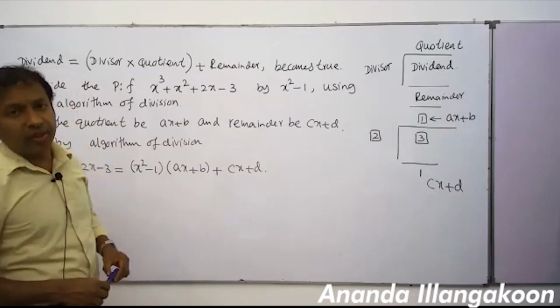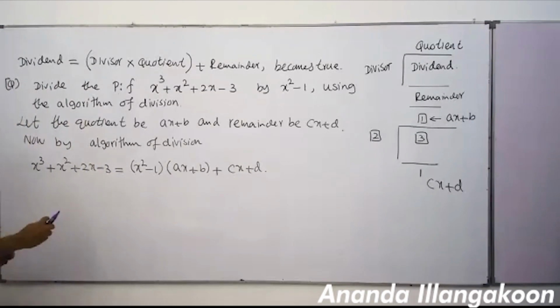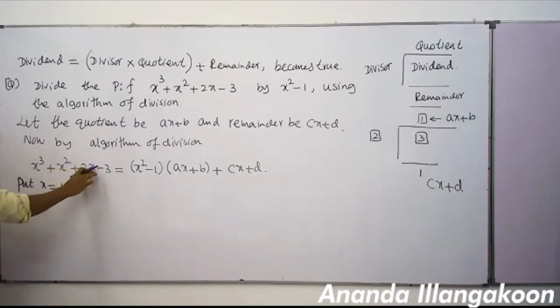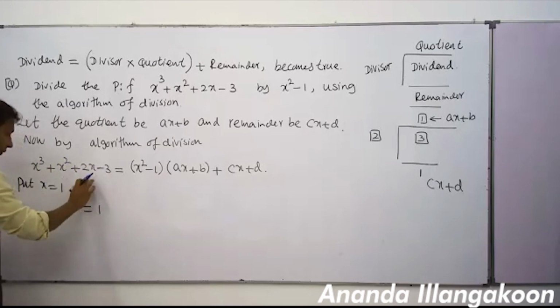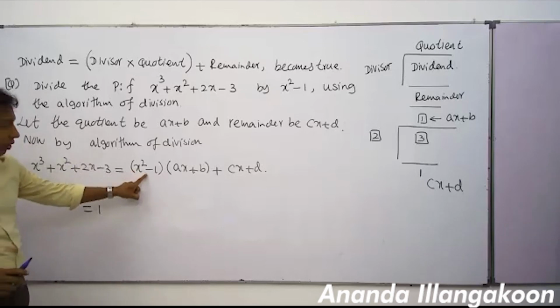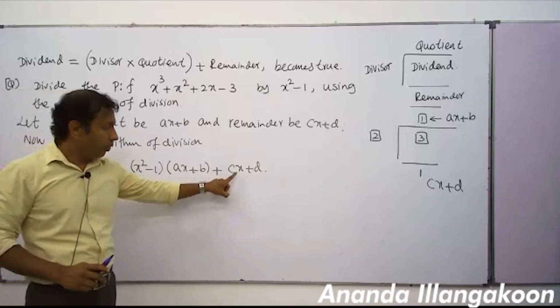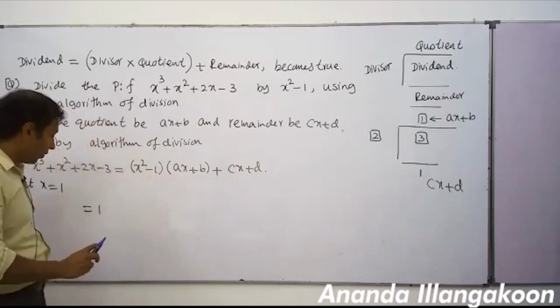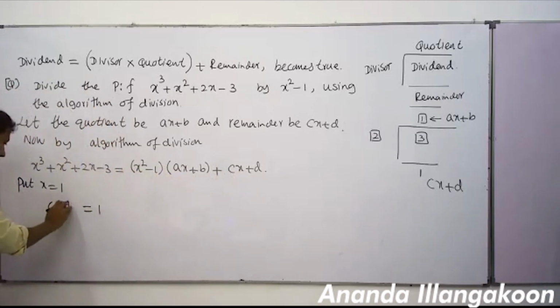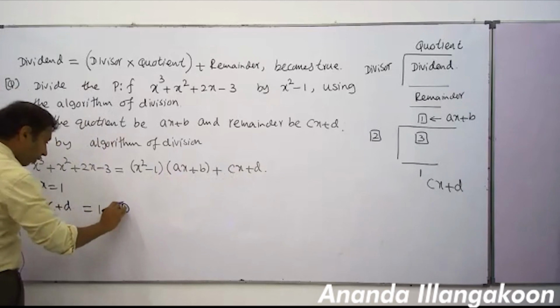Then using them we can determine these 4 values, right? We put x equals 1 on both sides, because at any value of x both sides are equal, no? When I put 1 here, 4 and 1 we get, no? 1 cube is 1, 1 squared is 1, 2 into 1 is 2, then here we get 4, 4 minus 3 is 1. Left hand side is 1. Right hand side, when you put x equals 1 here, this will be 0, therefore this product is 0. Put x equals 1 here, c plus d, therefore c plus d is 1. Number 1.